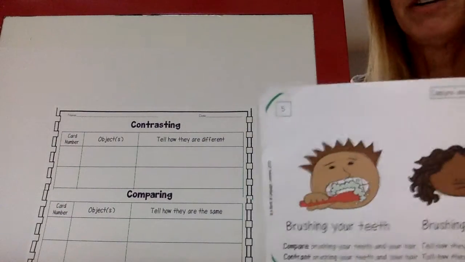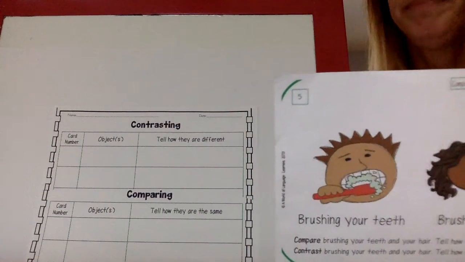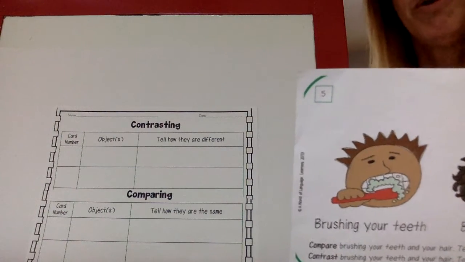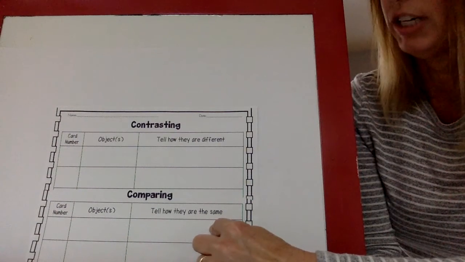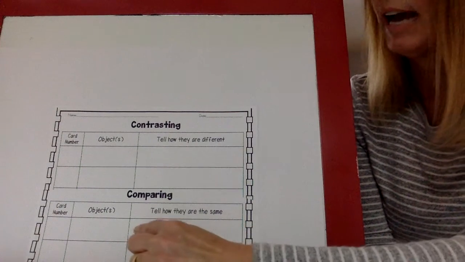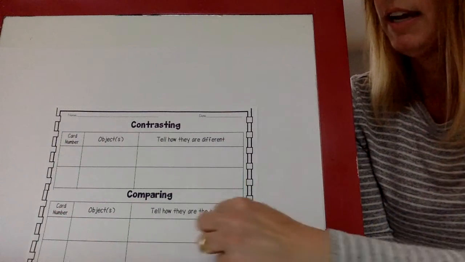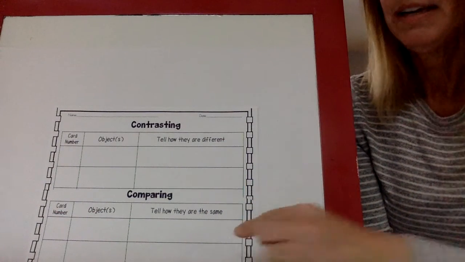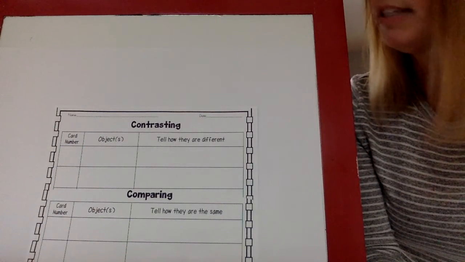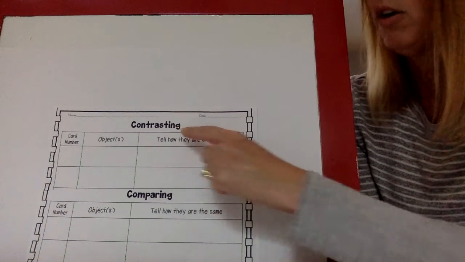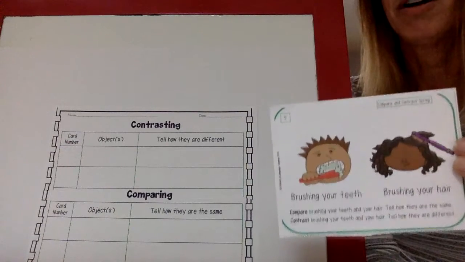I'm going to try to find on here something that is the same. Well, I'll say they both involve brushing. So I might write down here, they both involve brushing. And I'm going to remember to put a capital letter at the beginning of my sentence and a period at the end. Now there's other cards as well on your worksheet. So you can pick a different card for contrasting, or you can go with the same card as well.